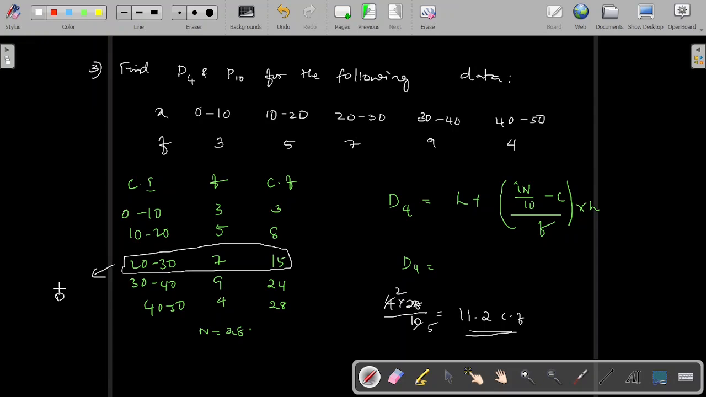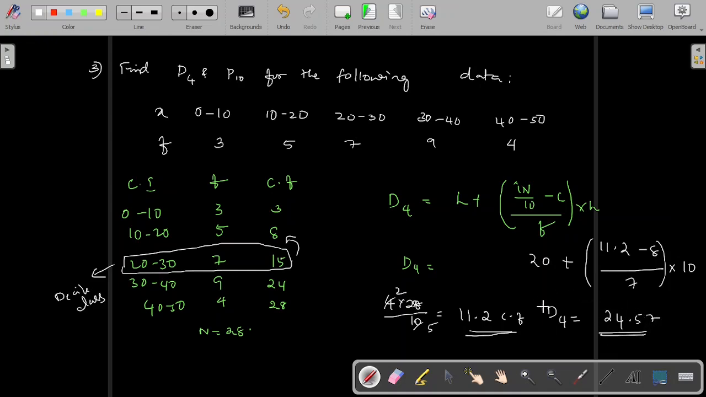So what is the lower limit of this decile class? 20 plus this value, 11.2 minus the cumulative frequency just before this decile class, that is 8, divided by the frequency of the decile class, 7, into the width of the decile class, 10. Let us simplify all this. You will get D4 equal to 24.57. So below this value, 40% of the data falls.